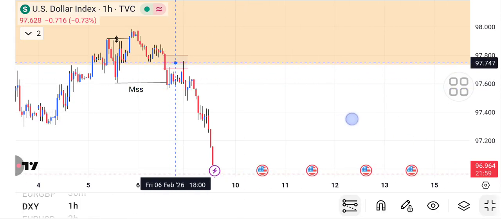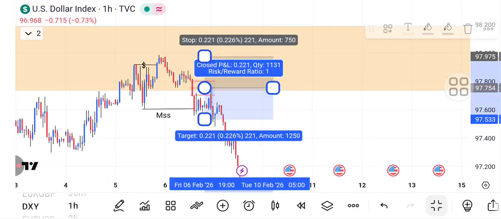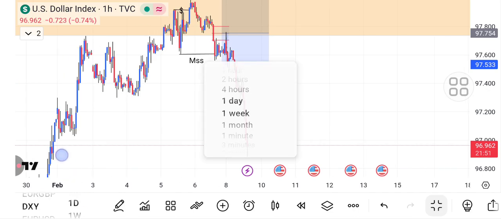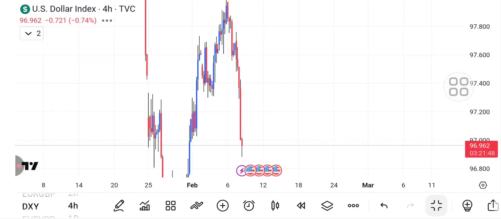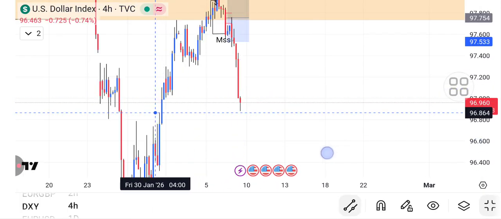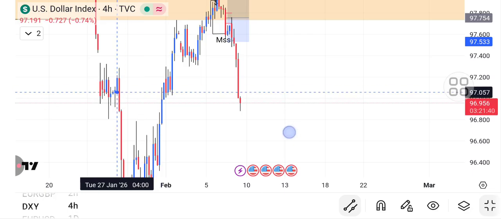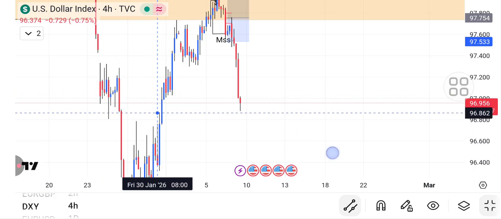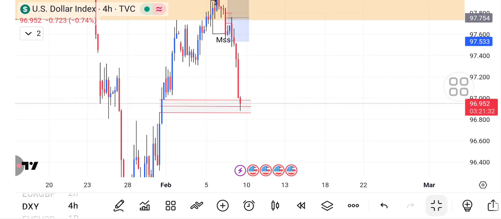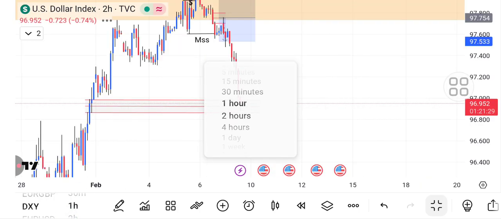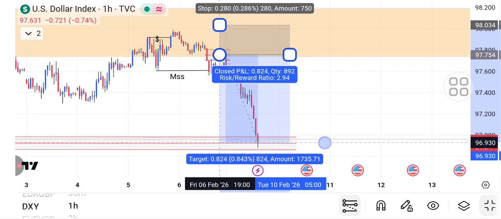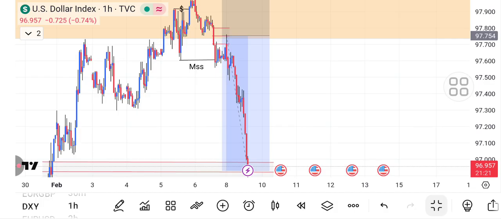I just took my trade from this fair value gap, my stop loss above that high, and my take profit was on the 4H fair value gap. On the 4H I had a fair value gap right here. I also had another inversion fair value gap right here, so it was a good POI. So that was my target. Price already came, hit my TP, then I'm out for the DXY.